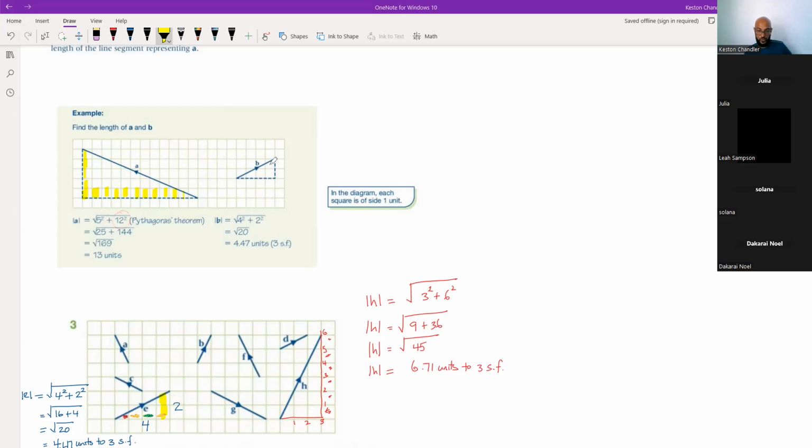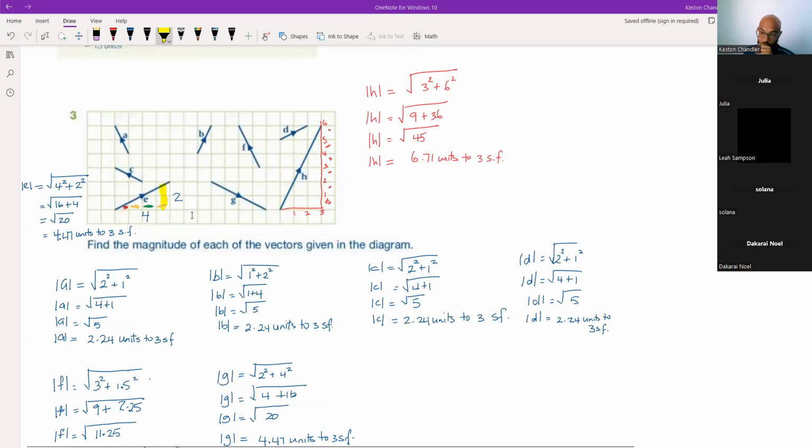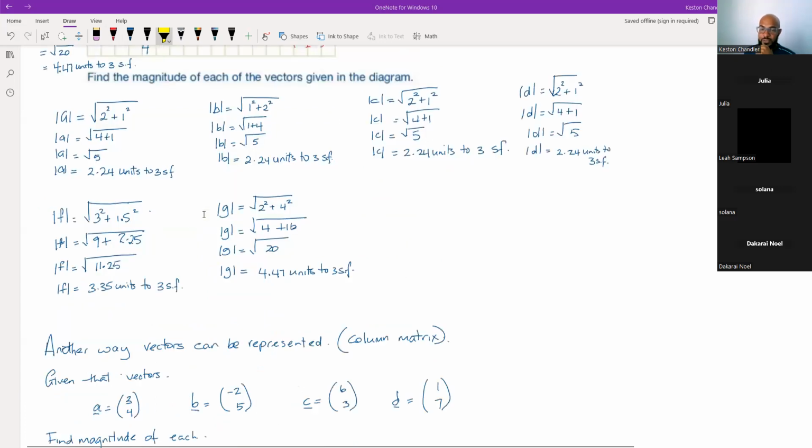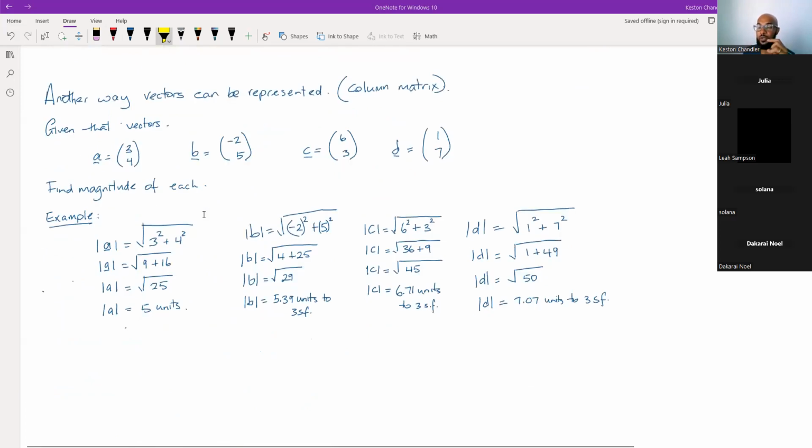Same thing with the small one: 2 blocks this way, 4 blocks this way, square root of 4 squared plus 2 squared. And it doesn't matter the order in which you write that, because addition is commutative. We went on to do some exercises involving these rays on a grid and finding the magnitude of those vectors. Then we said another way we could represent vectors is using a column matrix.